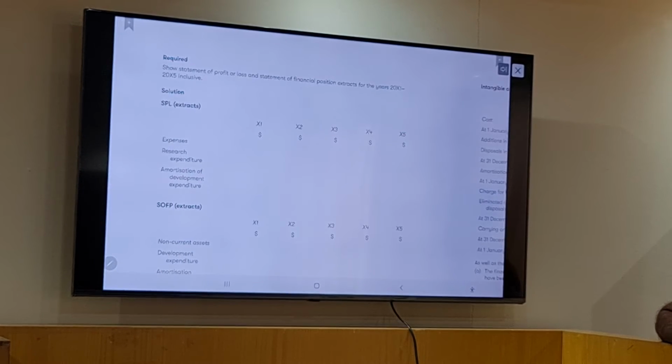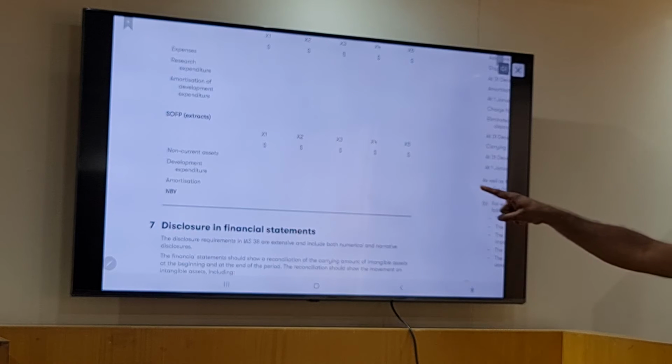Is that clear? Now, amortization will begin from which year? Third year. Third year means X3. X3, X4, X5. How much? X3, 40,000. X4, 40,000. X5, 40,000. Then development expenditure in the balance sheet.